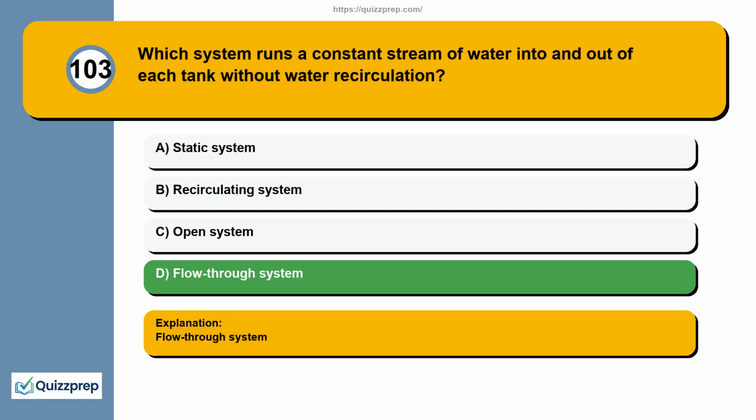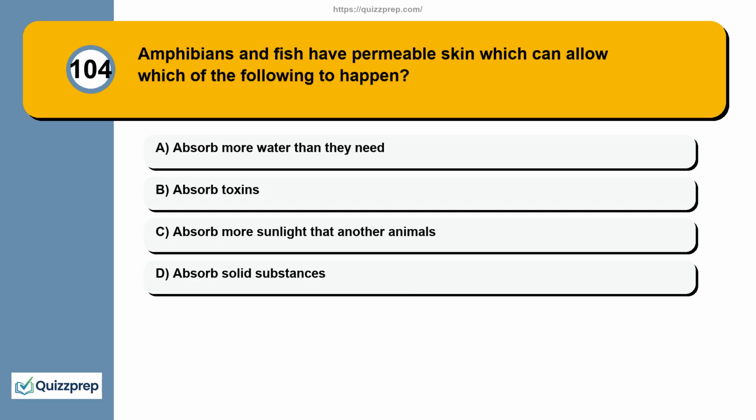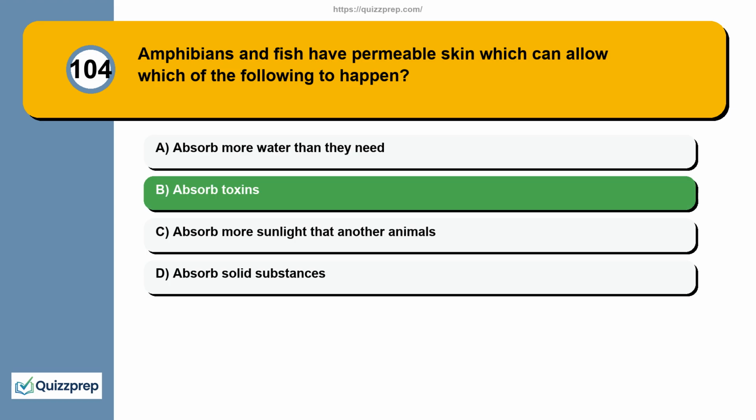Question 104. Amphibians and fish have permeable skin which can allow which of the following to happen? Option A, absorb more water than they need. Option B, absorb toxins. Option C, absorb more sunlight than other animals. Option D, absorb solid substances. The correct answer is option B, absorb toxins.